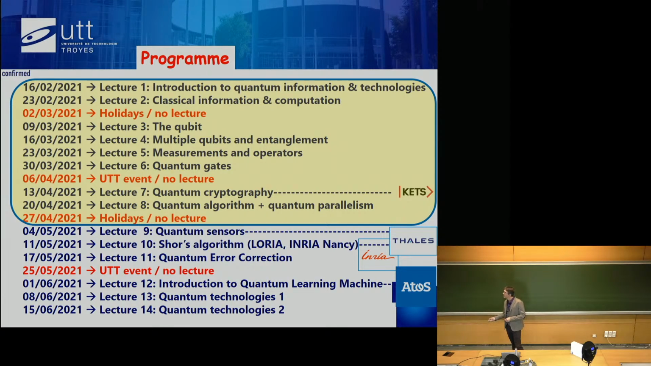Today we're going to look at multiple qubits, because as we will see at a later stage, we need a lot of qubits in order to do anything useful. So multiple qubits will be important. Another notion that I already talked about is entanglement, which will be key for quantum technologies. Then next week, measurements and operators, and then quantum gates.